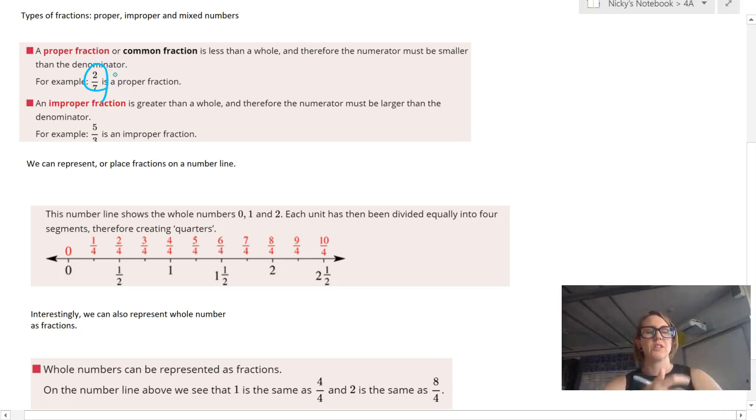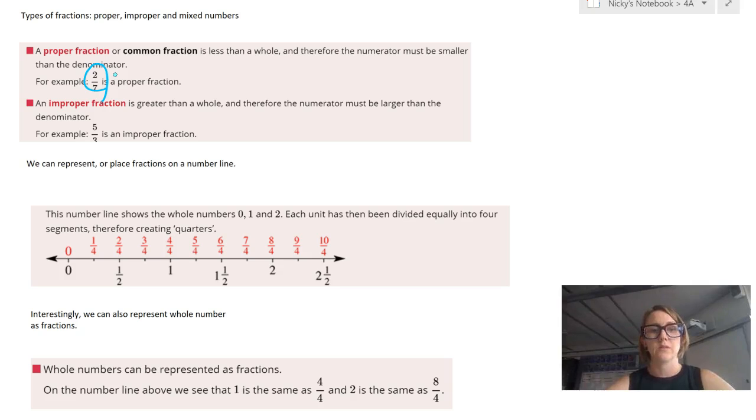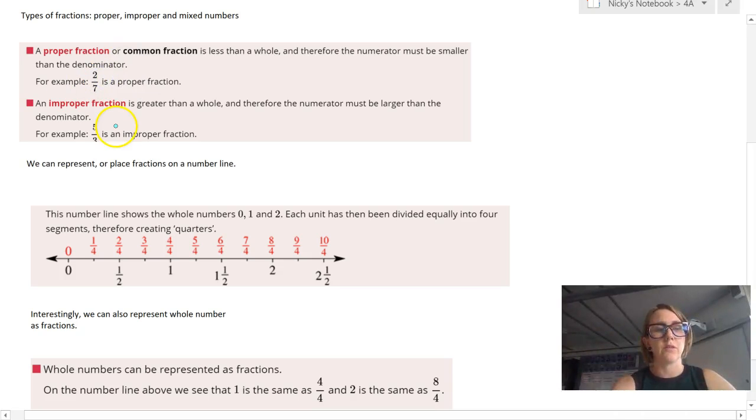An improper fraction is sort of like the opposite. So it's heavier on top than it is on the bottom. And that's representing that it's greater than one whole. So it's more than one, at least, more than one. Okay, so we can also represent, and 5/3 is an example there, 5/3.